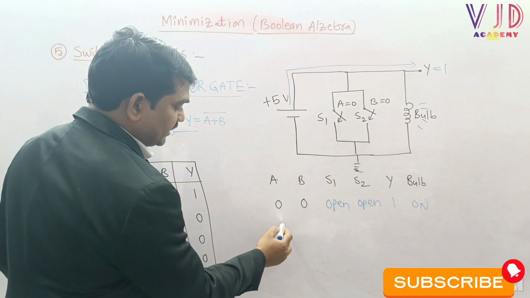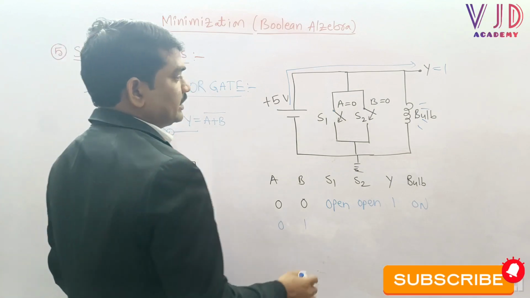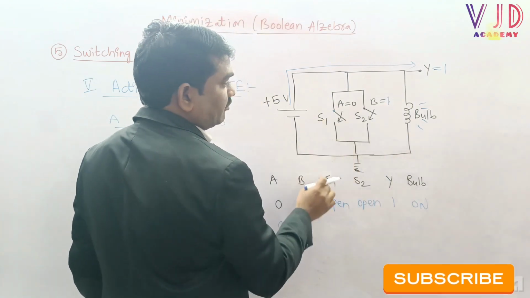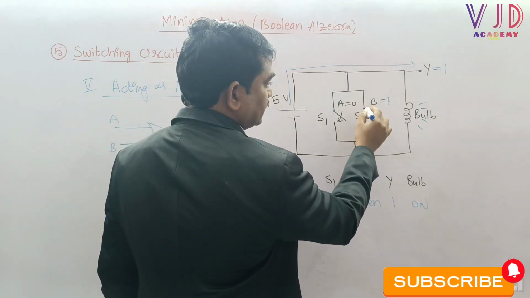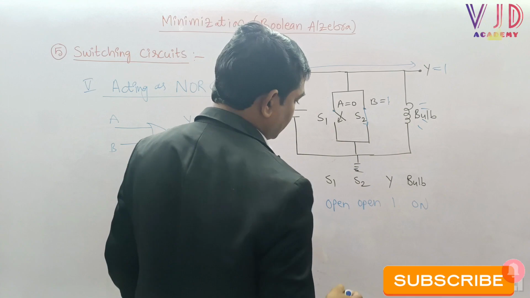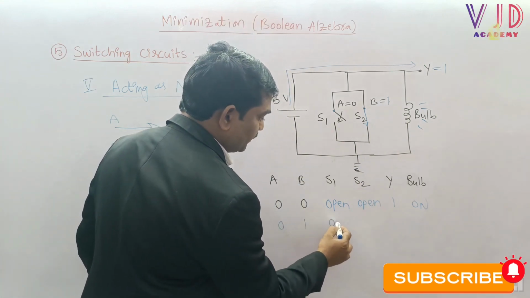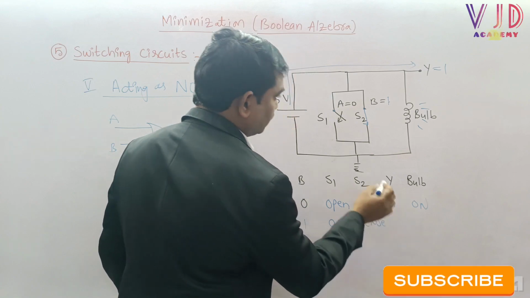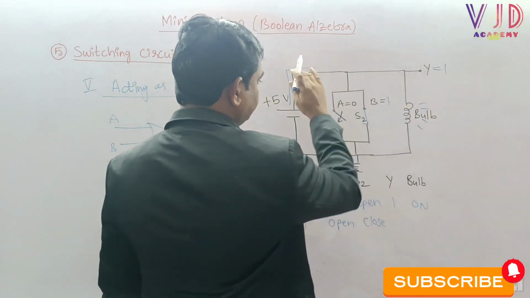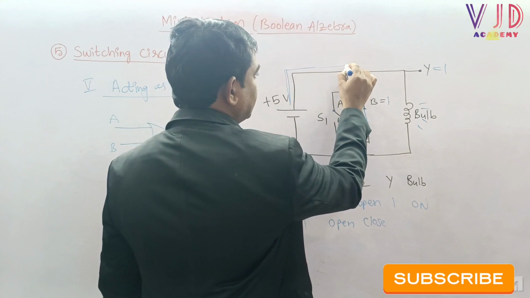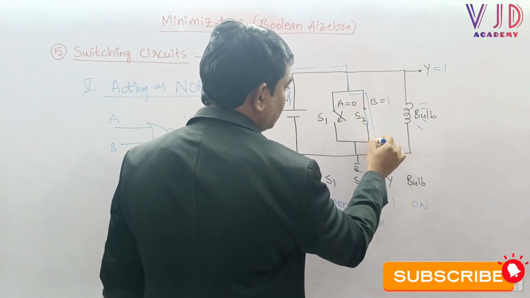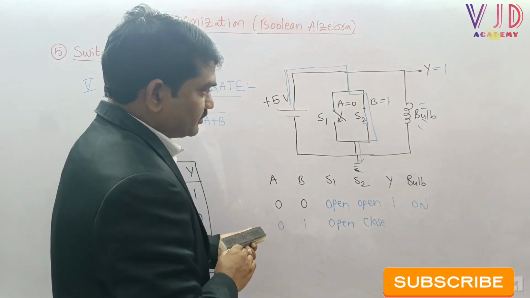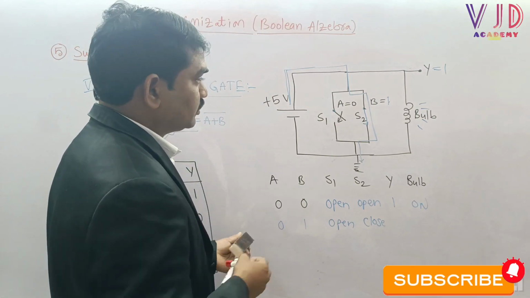And now the moment when I take 0 1, what will happen? Here A equal to 0 and then B equal to 1. Sir, here A may be open but B is short circuited because B equal to 1. Here S1 is open and then S2 will be closed. Because S2 is closed, the entire power supply is going through to ground through S2, we can say. Here the entire power supply is reaching to ground through S2.